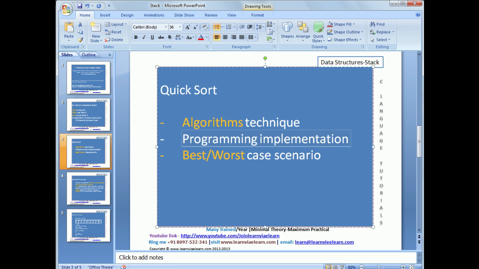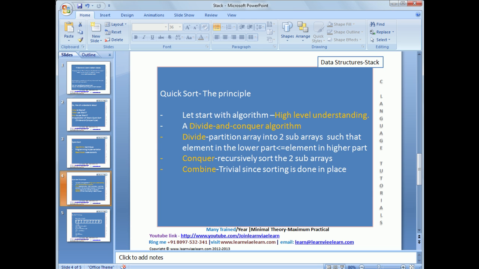We will see how we actually run and make the program using different techniques, and what the best and worst case scenarios are in this quick sort. So we will start with our understanding of the algorithm. Let's take a very high level understanding of what exactly quick sort is.